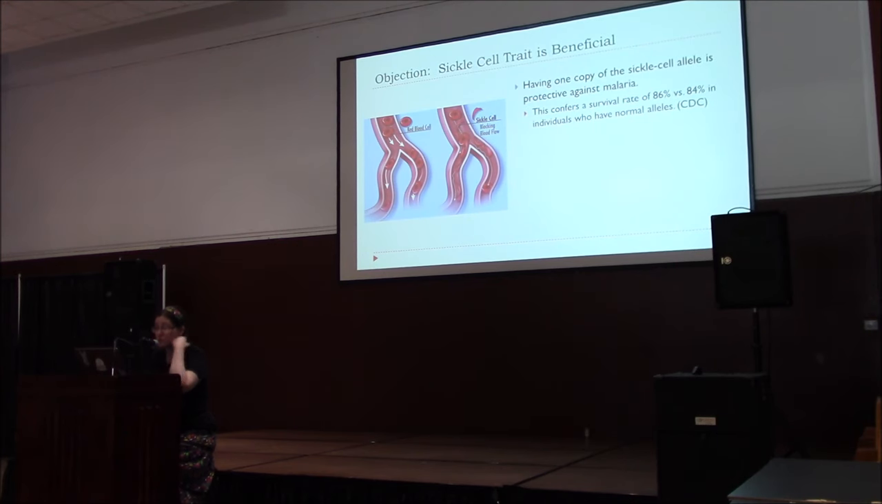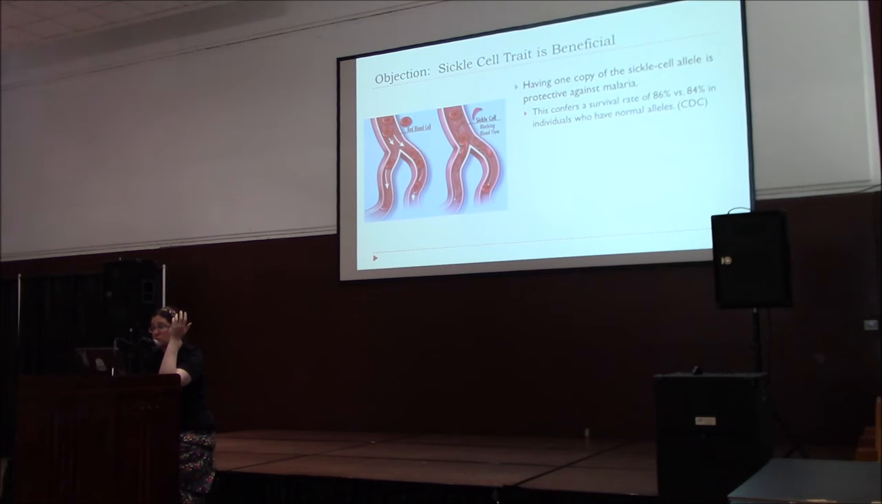Right? Is sickle cell trait beneficial? This is one that gets argued a lot in humans, because having one copy of the sickle cell allele protects you against malaria. And then it confers a survival rate of 86% versus 84%, which doesn't seem as significant as it actually is, but a 2% increase in survival can be pretty significant if you're extremely likely to be exposed to the disease. So this is good, right? Well, if you have two copies of the sickle cell allele, you have a 90% chance of never reaching adulthood. If you have one copy and your spouse has one copy, you have a 25% chance every time you get pregnant that your child won't live to be an adult.